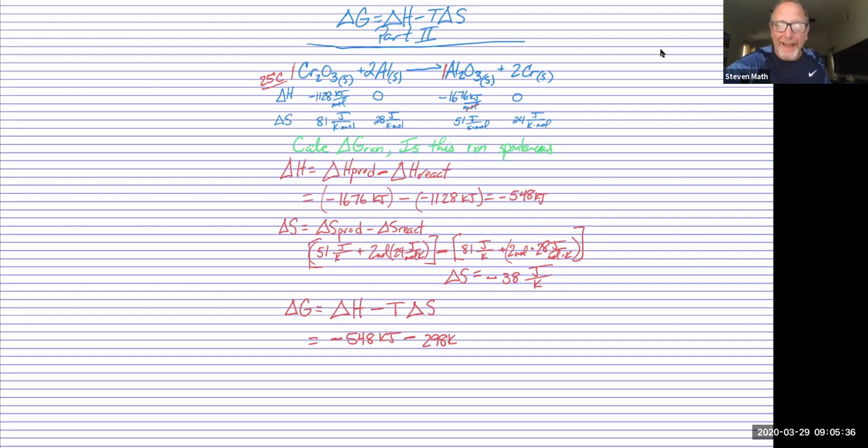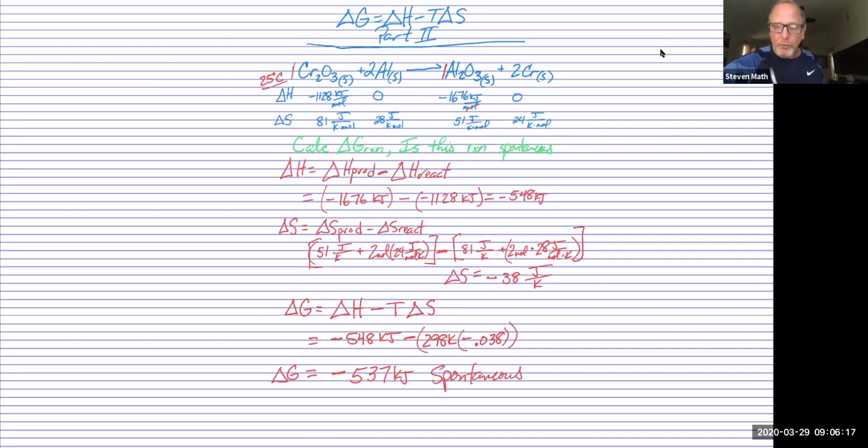We've got to be careful, though. That delta S is in joules. So now let's change that into kilojoules and turn that into negative 0.038. And if we do this, delta G ends up being indeed very negative, 537 kilojoules. This is spontaneous as written.